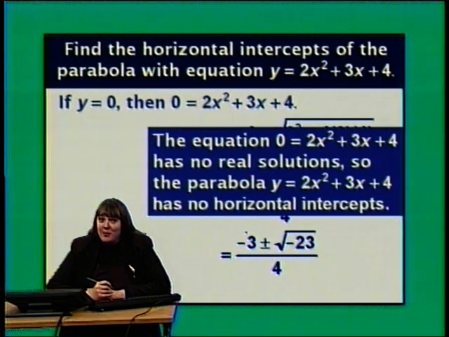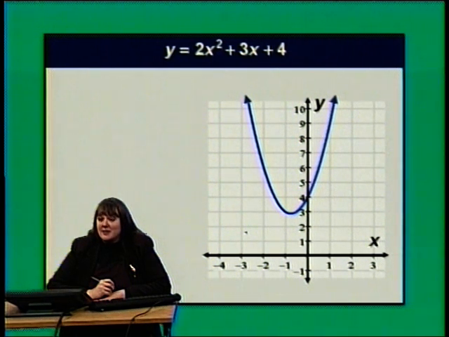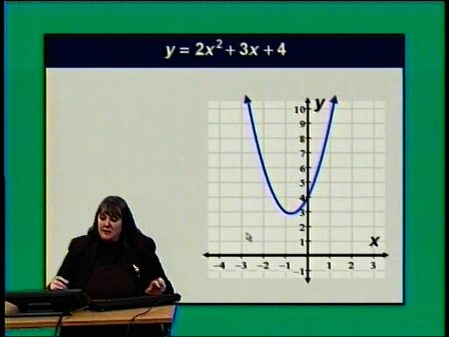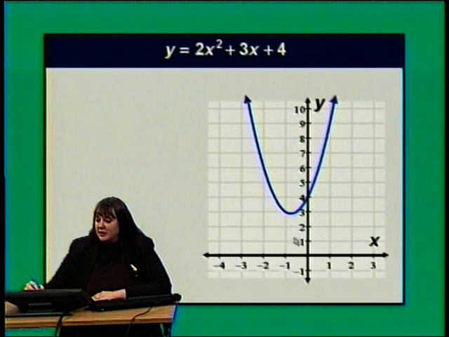Now I really think I want to verify this one with a graph. So here's a graph of y equals 2x squared plus 3x plus 4. We just decided that this graph would have no horizontal intercepts. Well, look at our parabola here. The parabola is always above the x-axis. My lowest point here is above the x-axis. There are no horizontal intercepts. So this verifies our results.